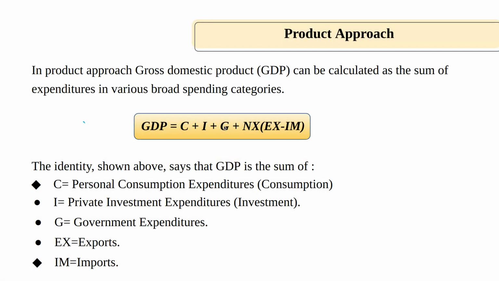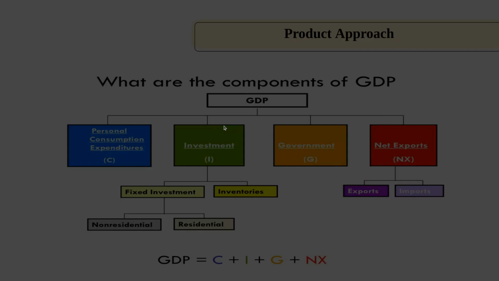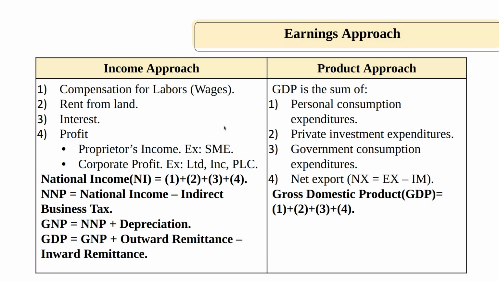Now, here we can see the product approach. Next is our product approach in a graphical representation. Simple. Now, earning approach, income approach, and product approach. So, let's go through the table. Income approach is compensation for labor, rent for land, interest, profit from properties, income, corporate profit, etc. Whereas product approach is GDP as the sum of personal consumption expenditure, private investment expenditure, government consumption expenditure, and net export.